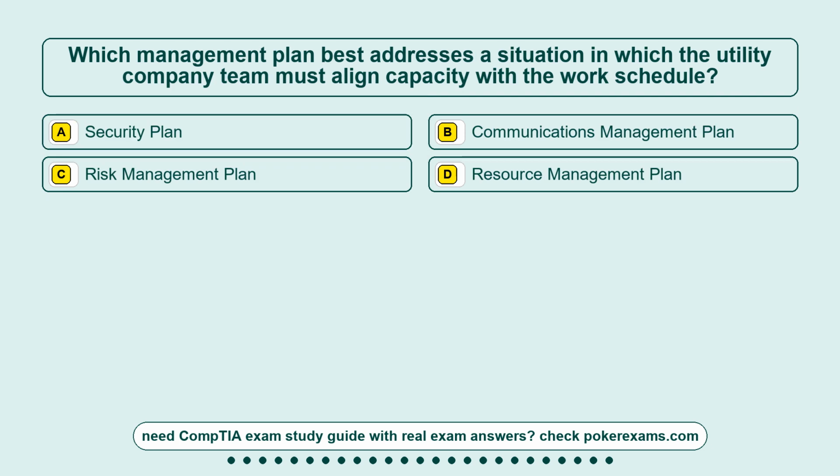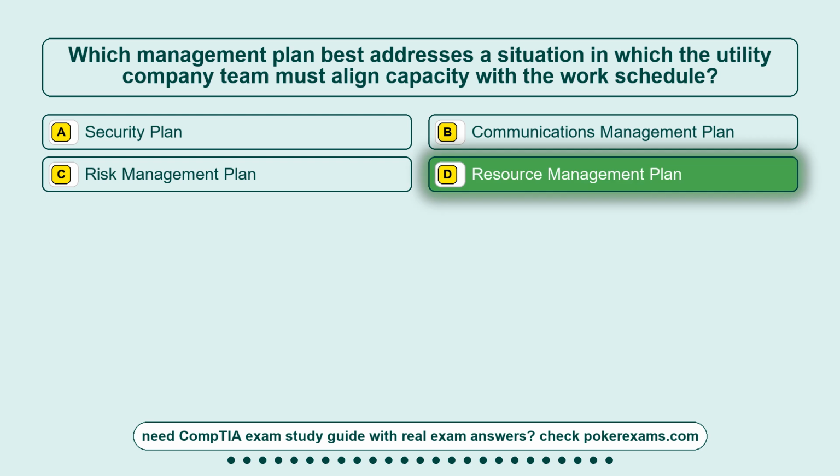Question 16. Which management plan best addresses a situation in which the utility company team must align capacity with the work schedule? Option A, security plan. Option B, communications management plan. Option C, risk management plan. Option D, resource management plan. The correct answer is option D, resource management plan.